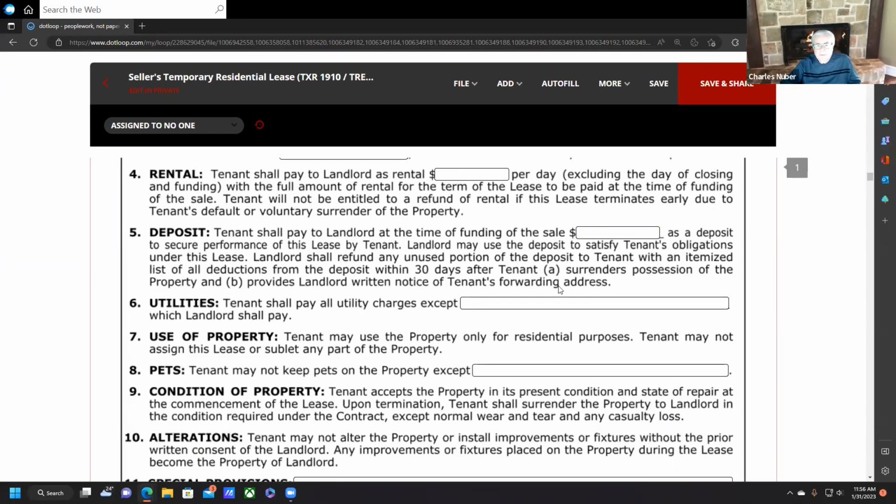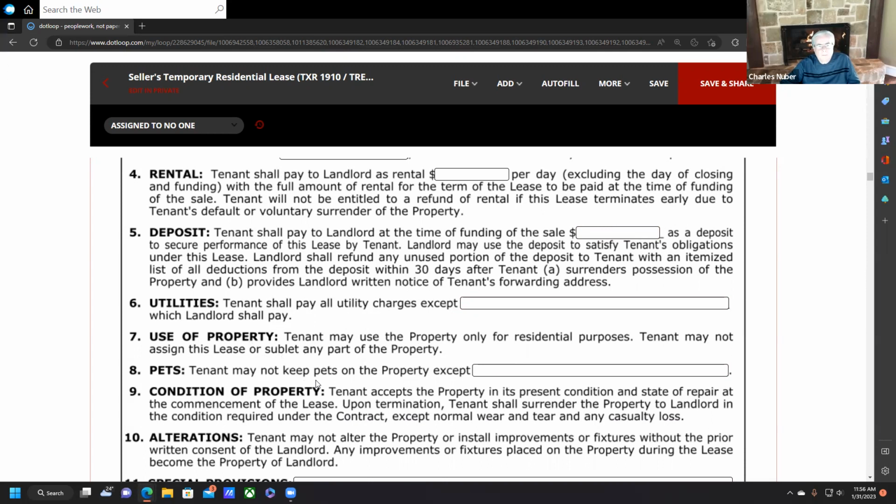So a deposit would not be out of the question. Utilities. Tenant shall pay all utility charges except, and I usually put the word none there. Use of property. Tenant may use the property only for residential purposes. Tenant may not assign this lease or sublet any part of the property. That's a good statement to have.